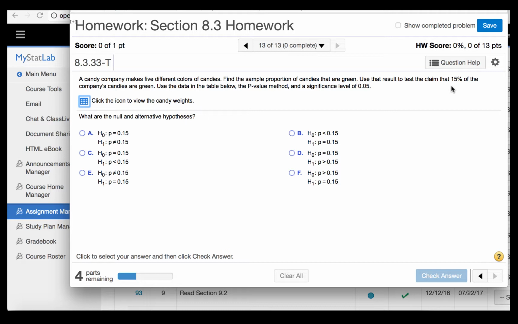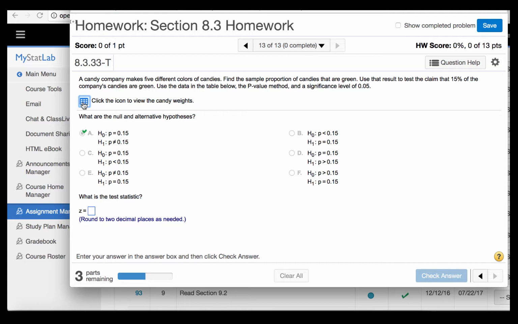It's not asking us whether more than 15% or less than 15% are green, but rather is the population proportion equal to 0.15? Remember that the null hypothesis will always contain the equal sign, and since greater than or less than would be not equal to 0.15, then our alternative hypothesis should be P not equal to 0.15, and we have a two-tailed test. Now we are to find the test statistic.